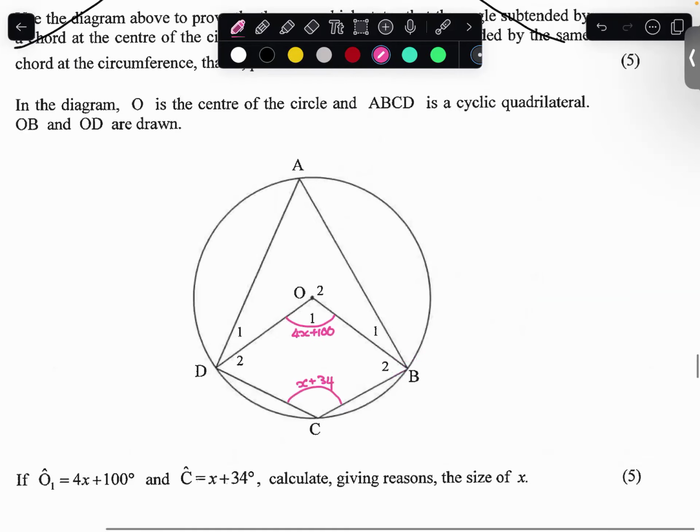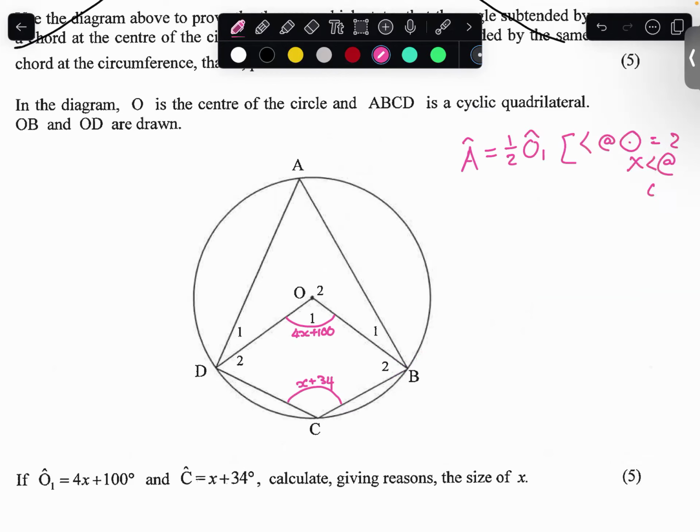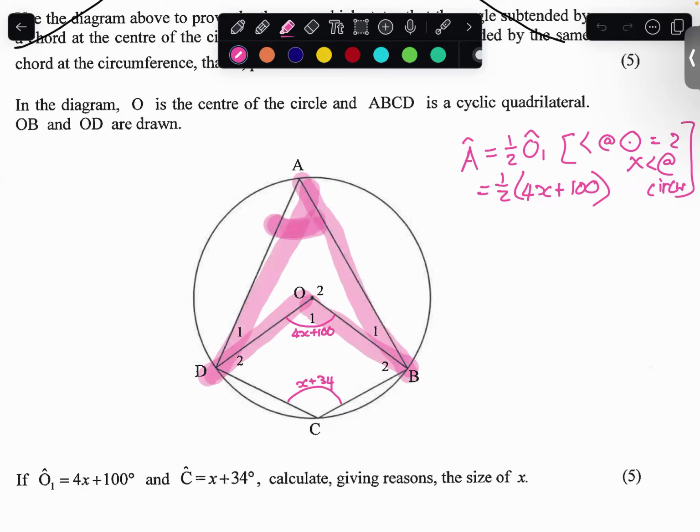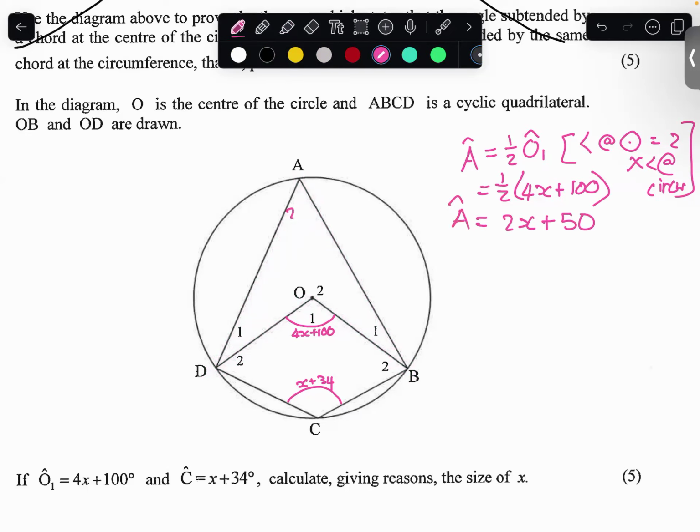So the first thing is I'm going to go with angle A. Angle A is equal to half of O1. And the reason is angle at center equal 2 times angle at circumference. Okay, so it's a half of 4x plus 100. So as I was saying, this angle is 2 times this angle, right? Okay, so that gives me 2x plus 50. So that's angle A, right? And so now this is 2x plus 50.